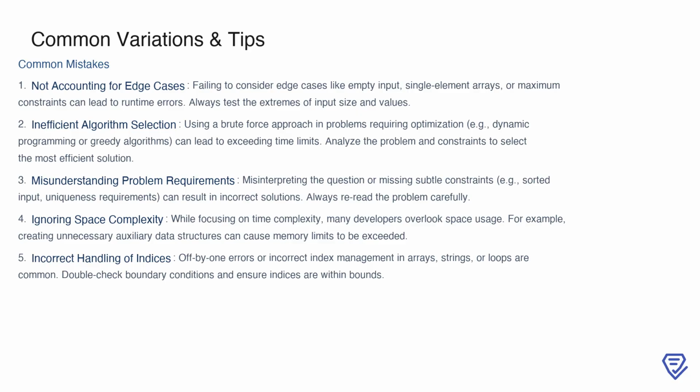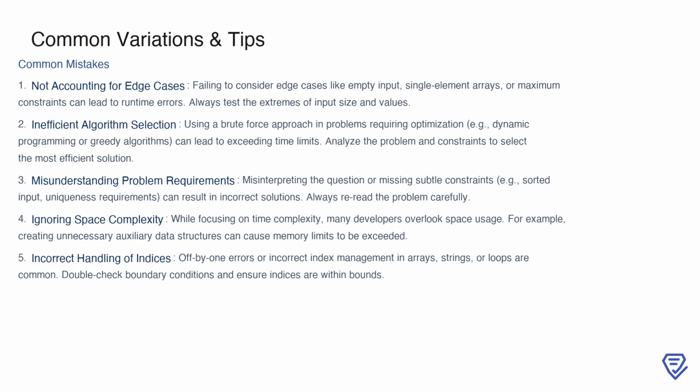When tackling algorithmic problems, there are several common mistakes that can trip you up. First, not accounting for edge cases is a frequent issue. For example, if your solution doesn't handle empty inputs, single-element arrays, or maximum constraints, you may encounter runtime errors. It's always important to test the extremes of input size and values to make sure your solution is robust. Another mistake is selecting an inefficient algorithm. If a problem requires optimization, relying on a brute force approach can lead to time limits being exceeded. Carefully analyze the constraints of the problem to choose the most appropriate solution, such as dynamic programming or greedy algorithms.